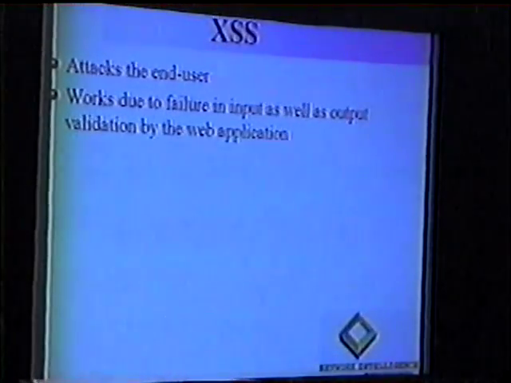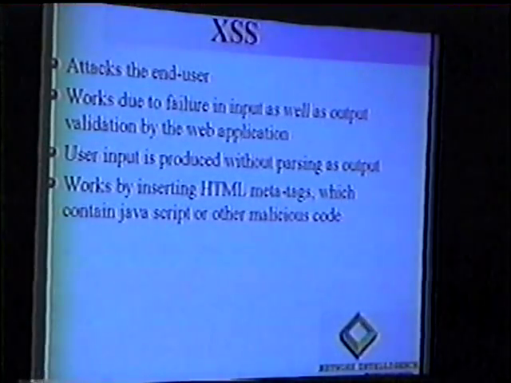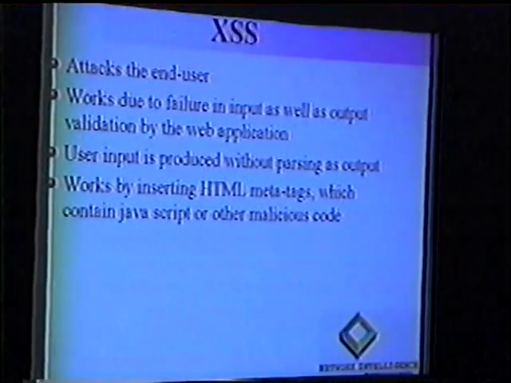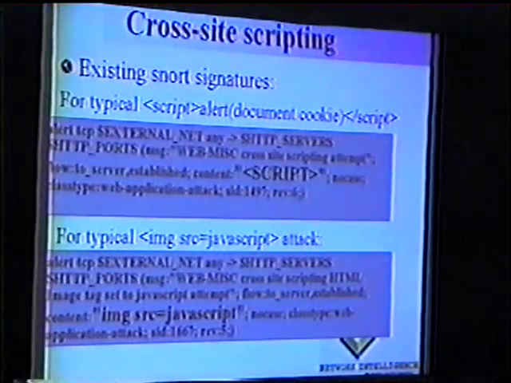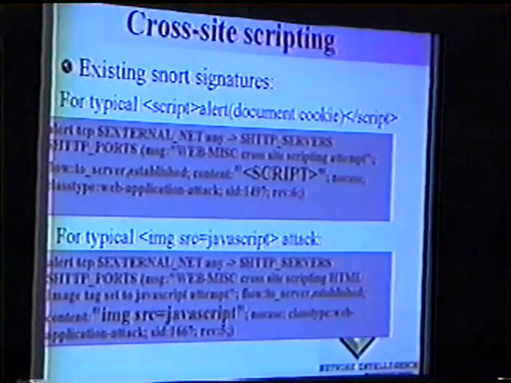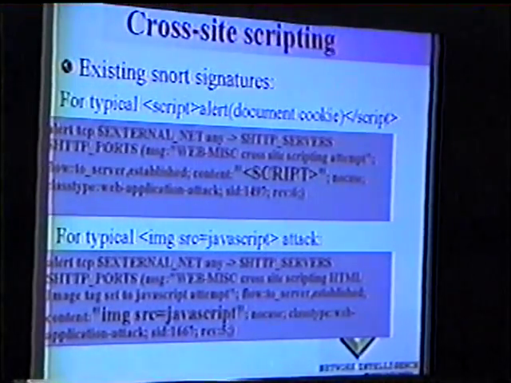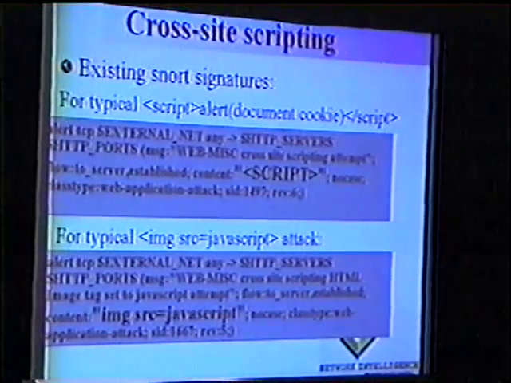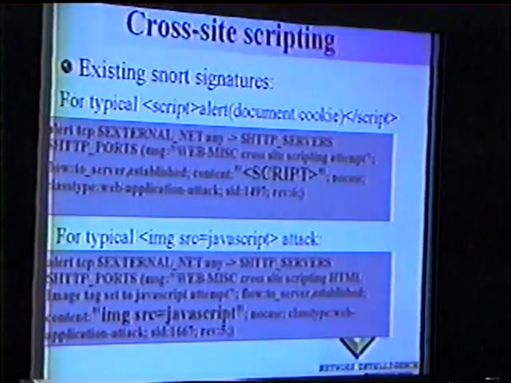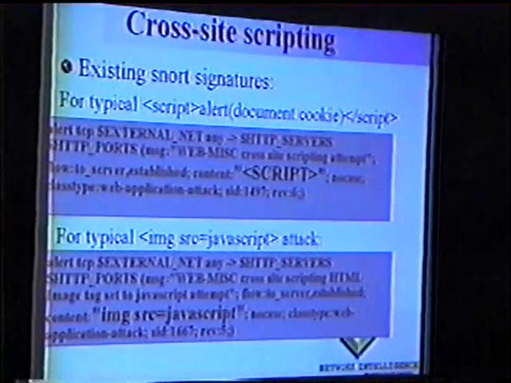The next attack we're going to look at is a cross-site scripting attack. As is commonly known, a cross-site scripting attack is more against the end user rather than the website. For the typical Snort signatures that exist for cross-site scripting attacks, I've highlighted what Snort tries to pick out, which is the script tag, and in the second signature, the image source tag. Both are common ways of exploiting a cross-site scripting vulnerability.